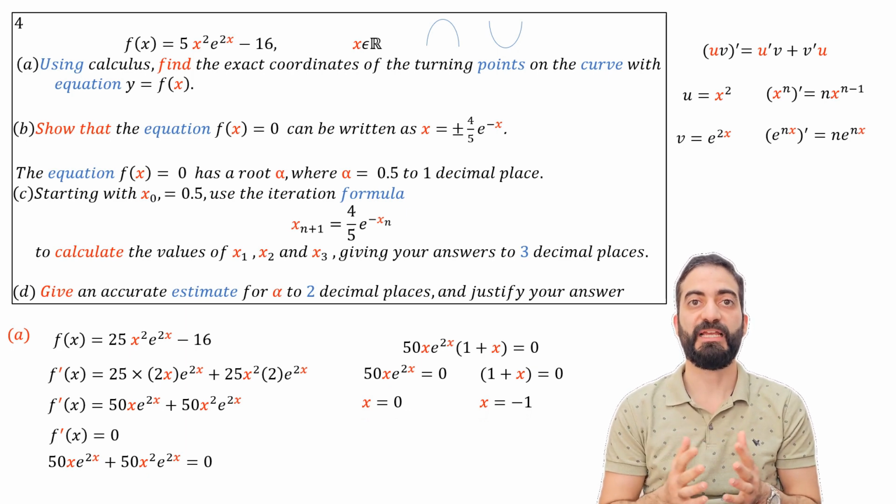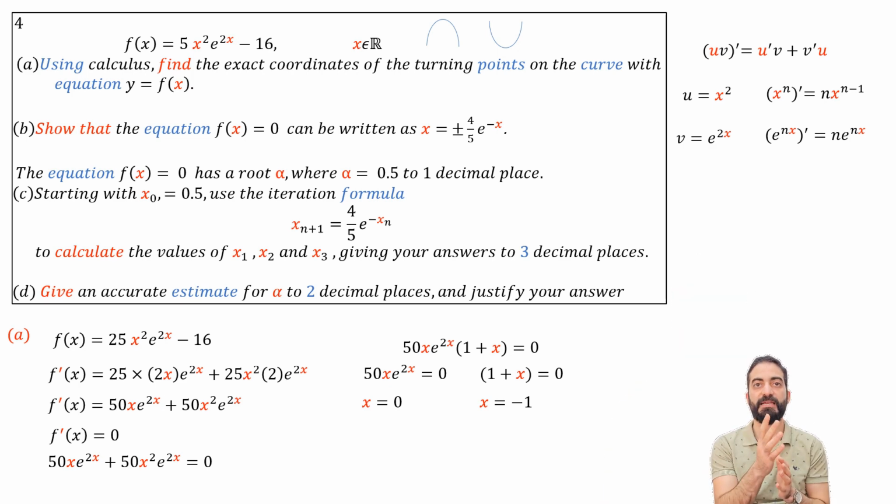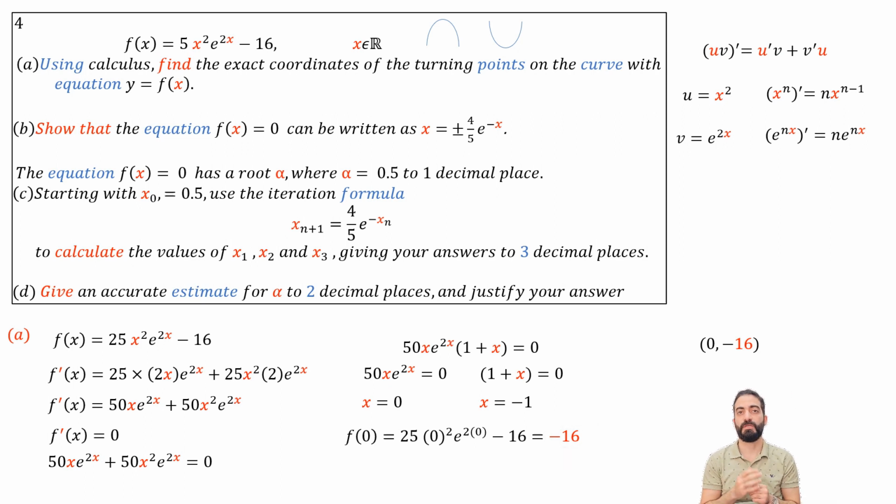We now obtain the abscissa. Now we must obtain the ordinate. So in place of the x, we write its value, which is 0, and we obtain the ordinate. Also, in place of x, we write its value, which is minus 1, and we get the ordinate.